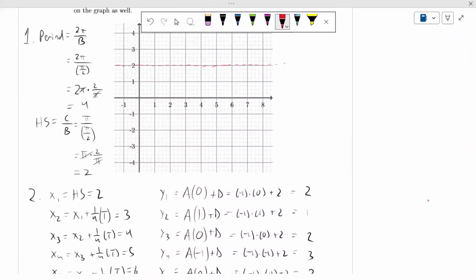So 2, 2, right? And then 3, 1, and then 4, 2, and then 5, 3, and then 6, 2. And then now I'm just going to connect it on up. Okay.